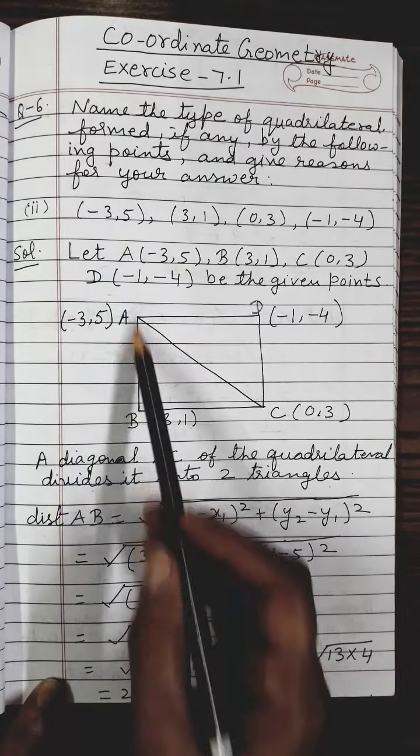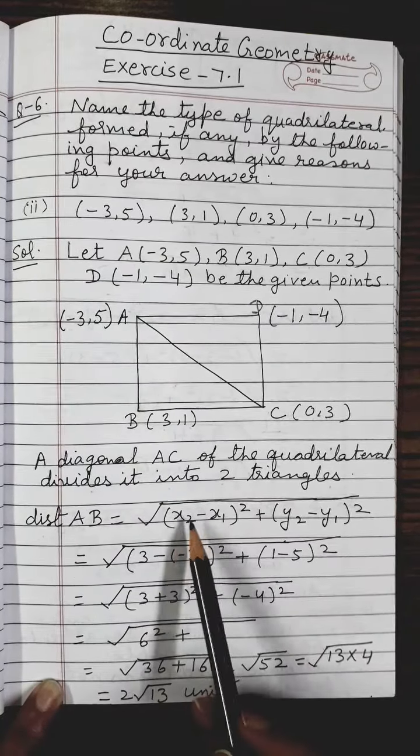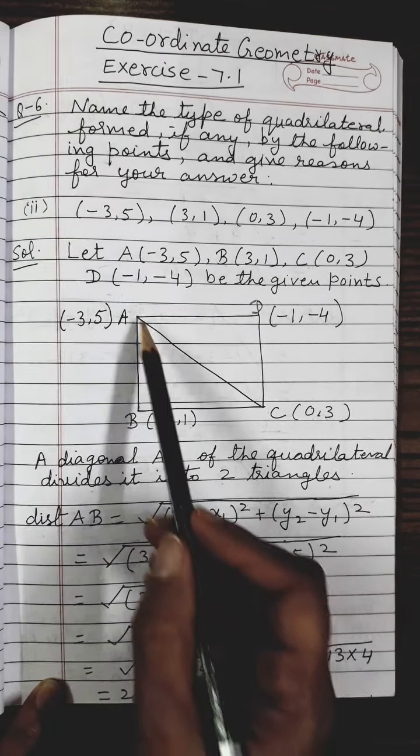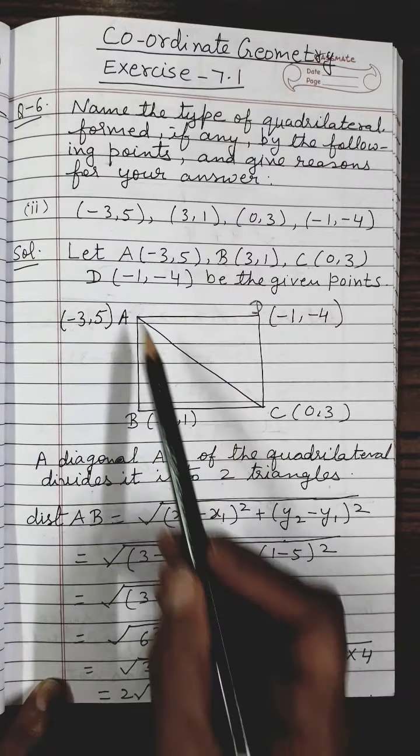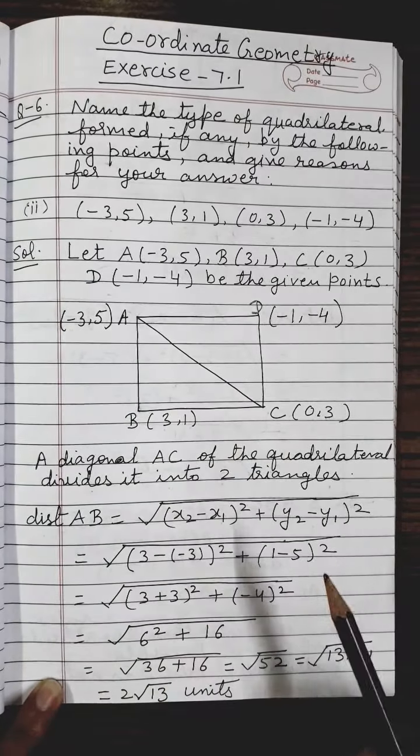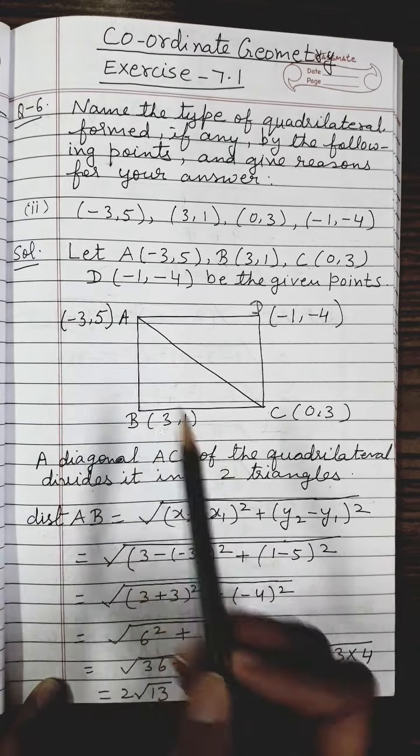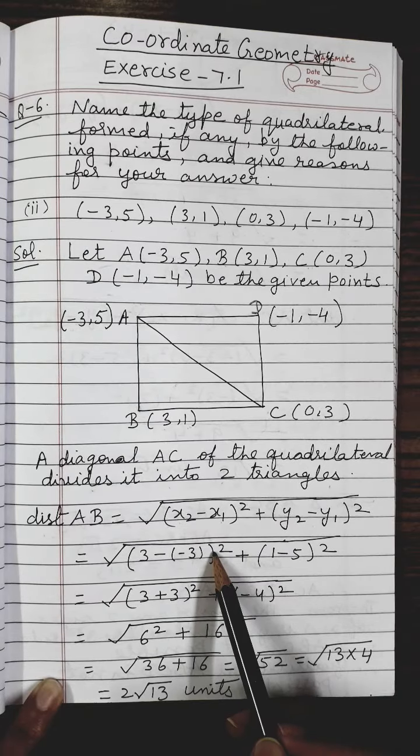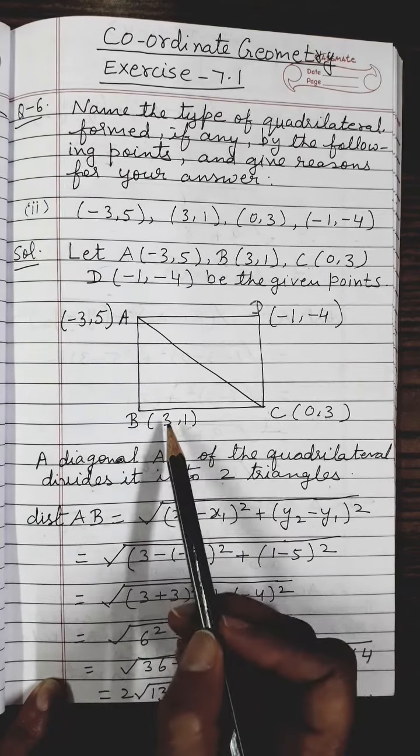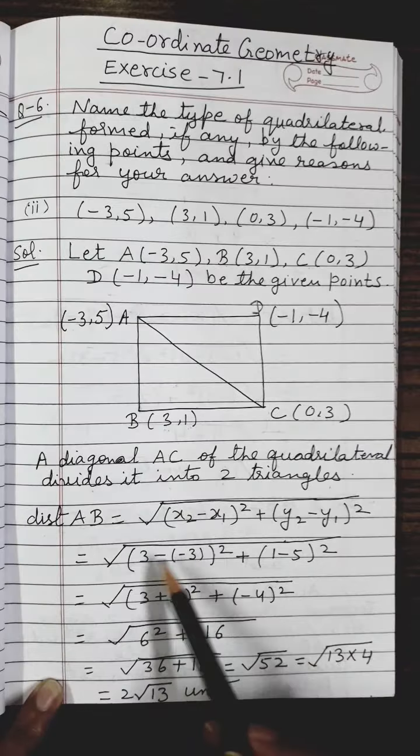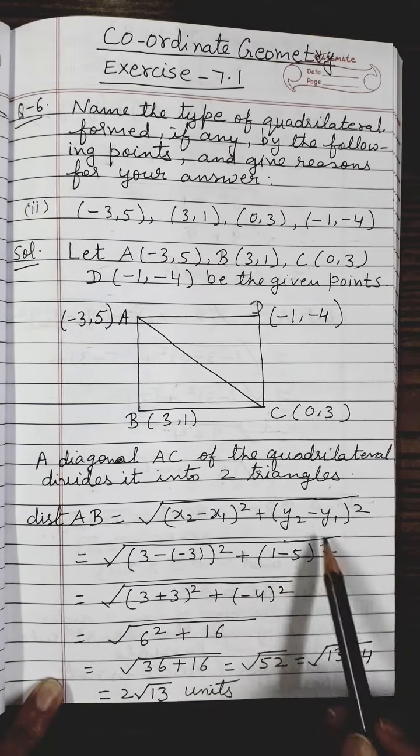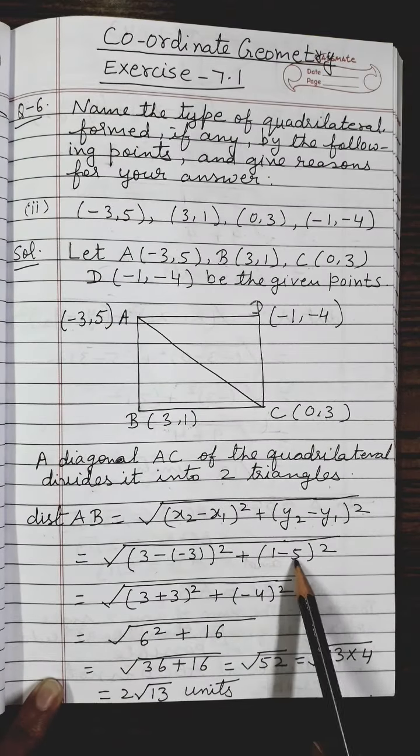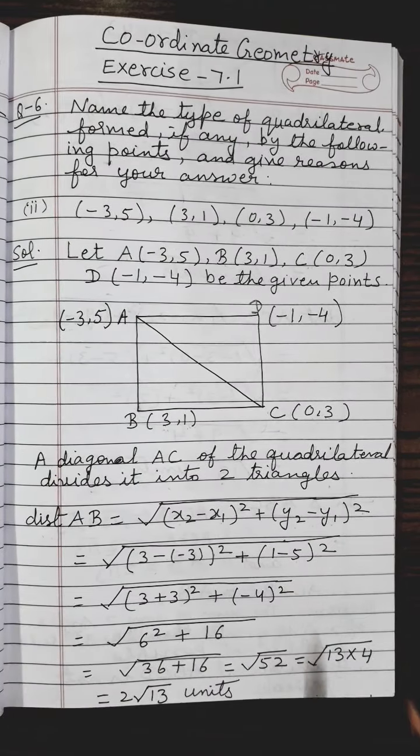So for distance AB, use the distance formula: square root of (x2 minus x1) whole square plus (y2 minus y1) whole square. So finding the distance of AB means point A represents x1, y1, and this is x2, y2. So substitute the values in this formula. What do you get? You will be getting (3 minus minus 3) whole square plus (y2 minus y1) whole square, which is (1 minus 5) whole square, and this is under the square root.